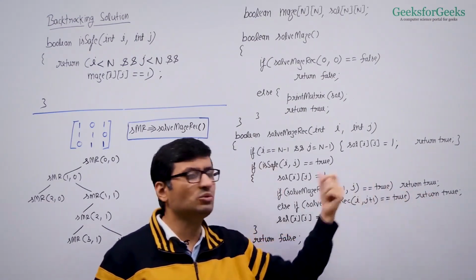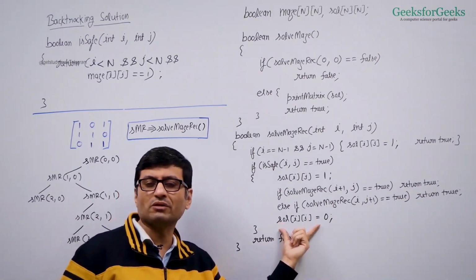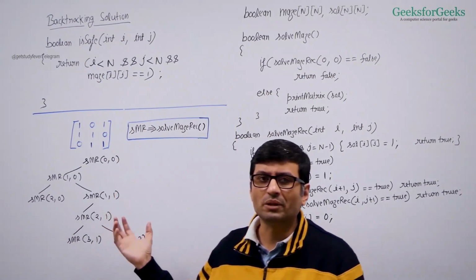And if that leads to a solution, we return true. If both of these do not lead to a solution, then we backtrack. We say that this cell cannot be a part of the solution and we return false. Let us understand the code with this example.